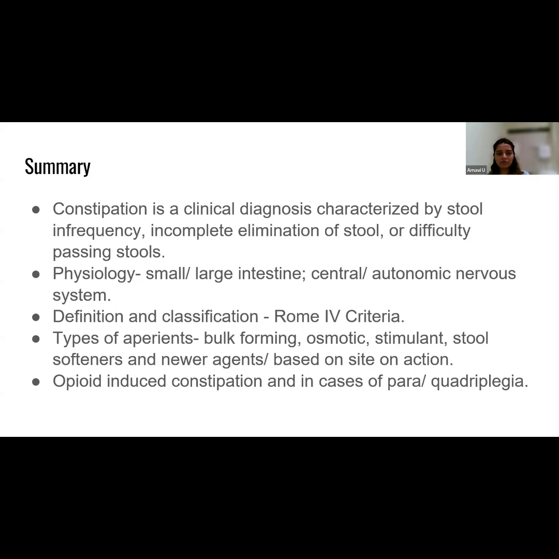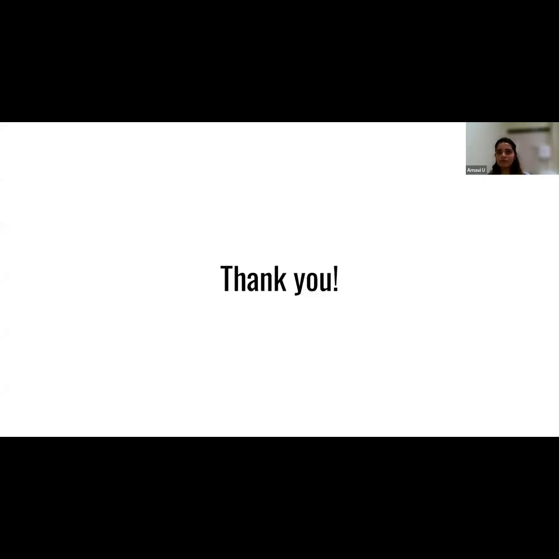Then we saw the management, first non-pharmacologic, then pharmacologic. Pharmacologic, we saw types of aperients, which are bulk forming, osmotic, stimulant, stool softeners, and the newer agents. And also on the basis of the site of action, like whether they work on the small intestine, large intestine, or both. And finally, we studied two subtopics, which were opioid-induced constipation and constipation in patients with paraplegia and quadriplegia. Thank you.